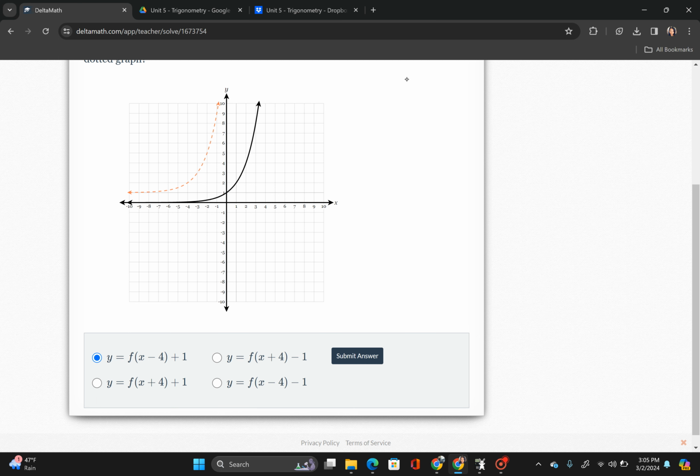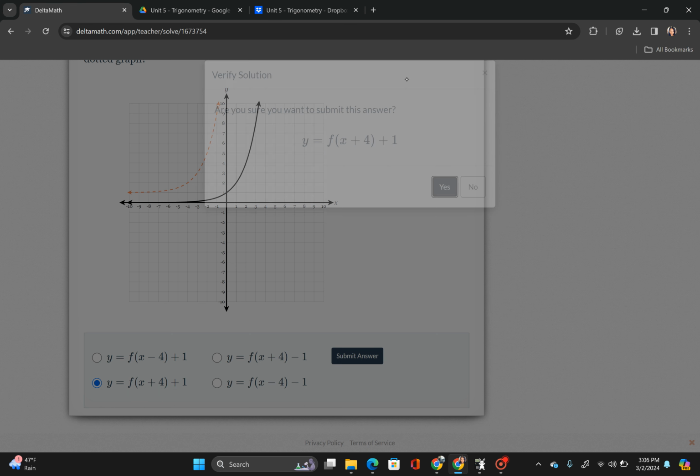So since it's getting shifted to the left 4, I know it's going to be x plus 4 because it's the opposite of what you think. And I'm going to hit submit answer. All right, I had to think for that one, so let me just go ahead and do one more.